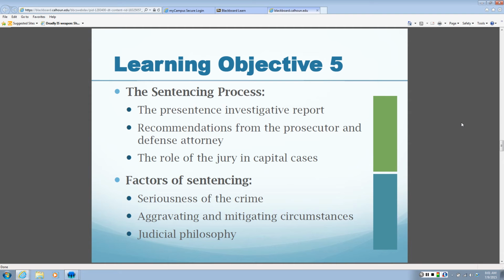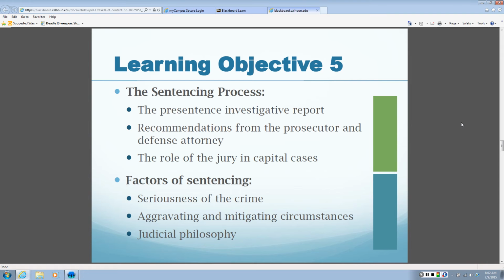And in some cases, they actually ask the jury to weigh in on the sentencing, especially in capital cases. If the jury says death penalty, then the judge will give them the death penalty. If they say life, the judge will give them life. Some of the factors that affect sentencing is the seriousness of the crime. I mean, typically the less serious the crime is, the less the sentence will be.